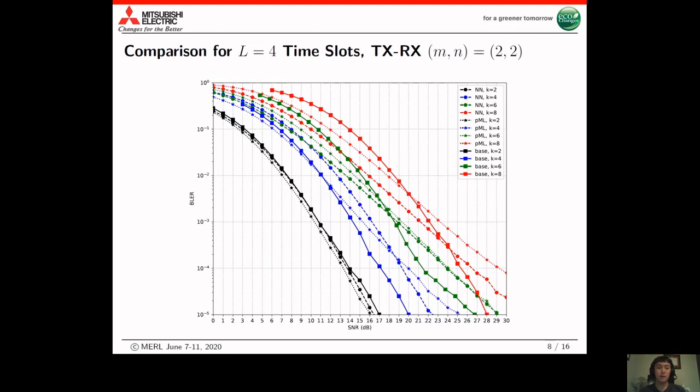Here in these plots, across different colors, the number of bits is varied, and across the weight of the lines, the scheme is varied. So the solid line represents the baseline performance of the Liang and Xia codes, and the other curves of the same color represent the comparison to our schemes based on either the neural network decoder or the pseudo ML decoder. We find that in some regimes, our codes can significantly outperform these baseline approaches.